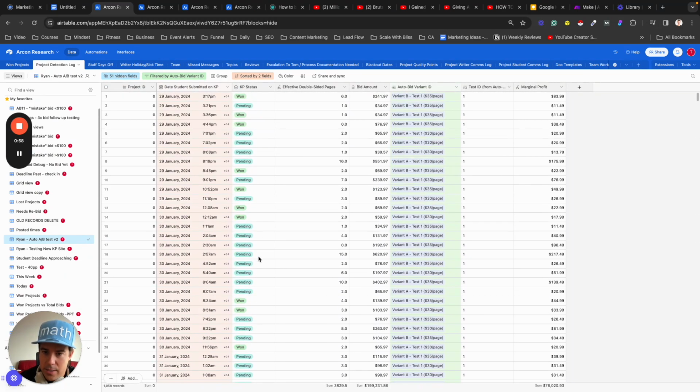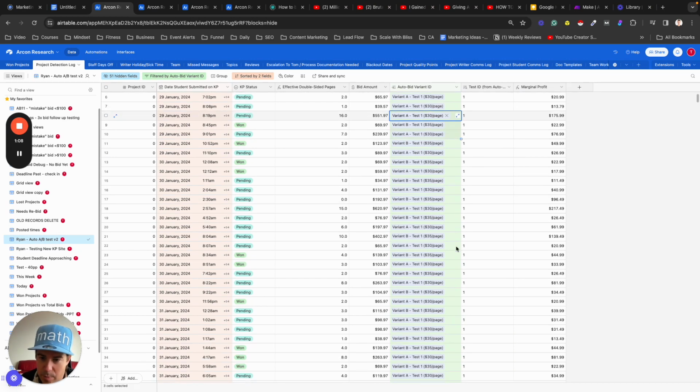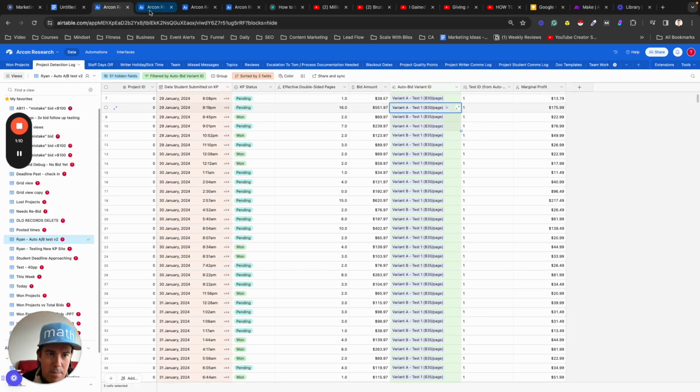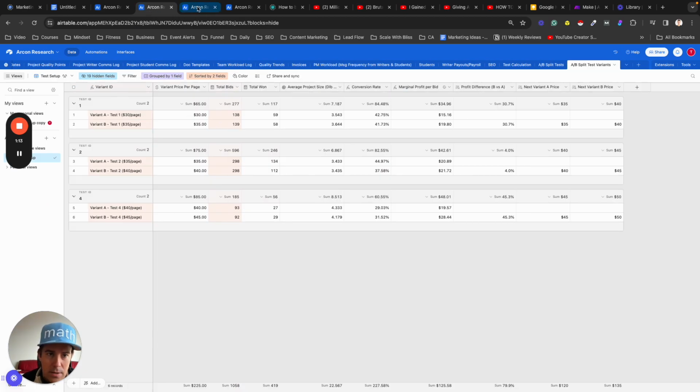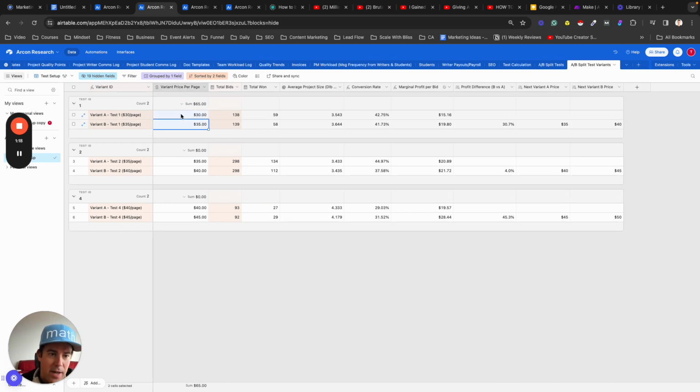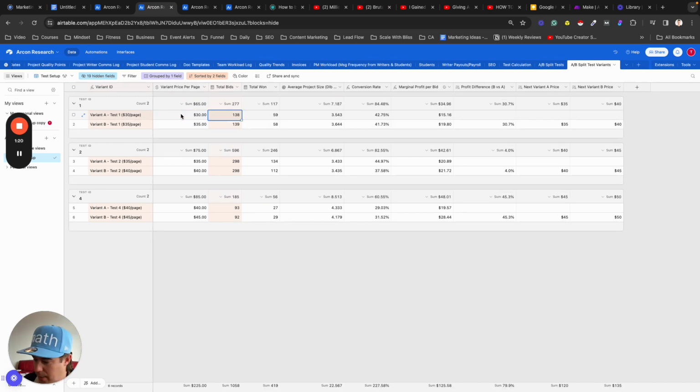All we do is say, okay, a project comes in and it's this size. What should we bid on the project? So we started out with testing $30 per page versus $35 per page. It's like variant A versus variant B. We placed 138 versus 139 total bids and won 59 versus 58 projects. So, about the same conversion rate. One was maybe slightly lower, but not really noticeable, right?